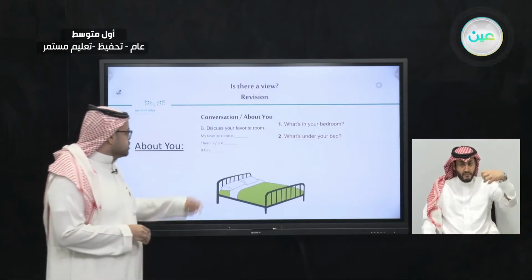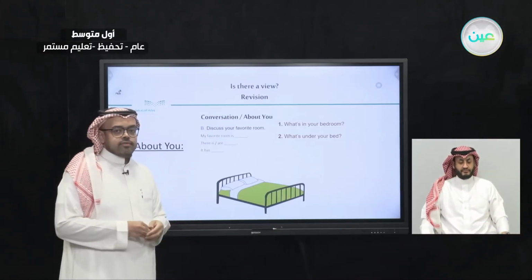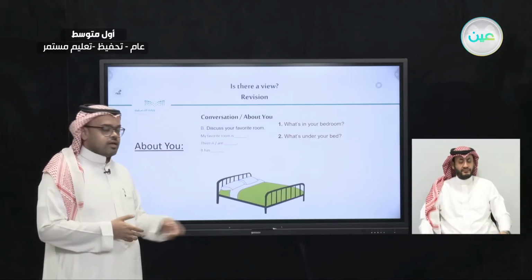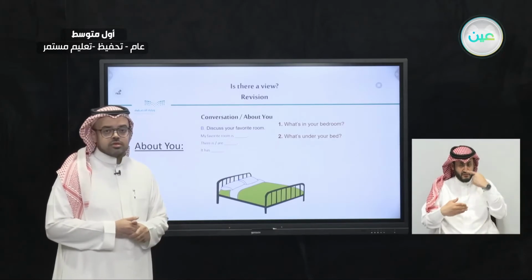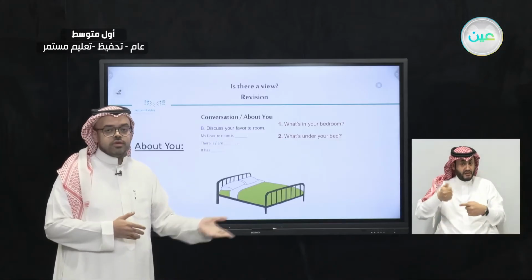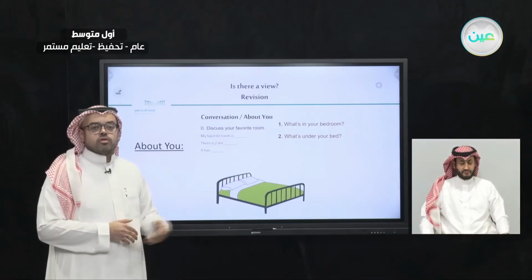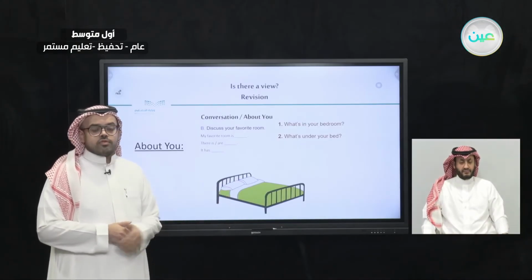And also, tell us about the things that you have inside your room. For example, if you have a closet, you would say, it has a closet. It has a TV. It has a computer, and so on. So this is an example we gave from last time.